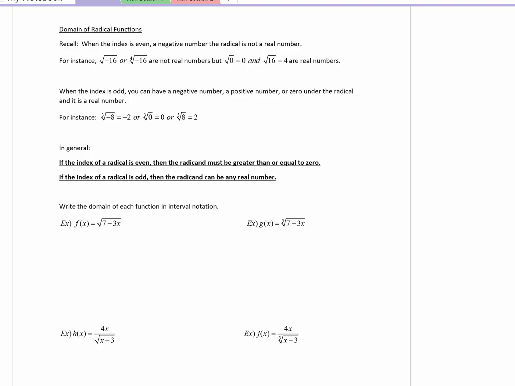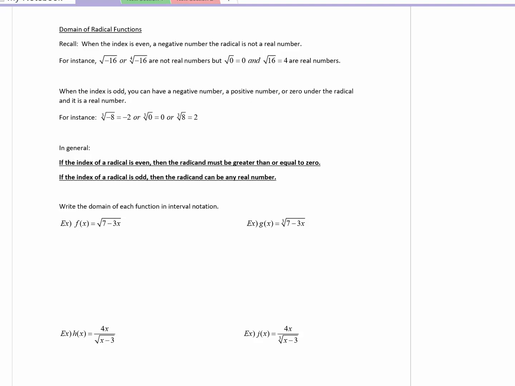Because of these little rules for the indices, in general, here's what we can say. If the index of a radical is even, then the radicand must be greater than or equal to 0. If the index of a radical is odd, then the radicand can be any real number.